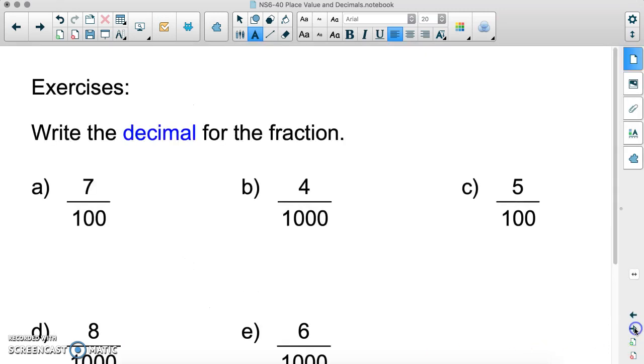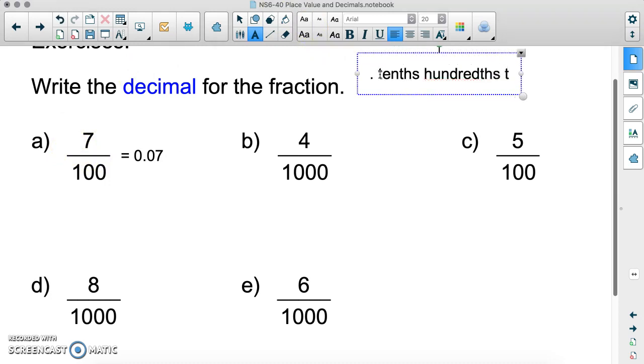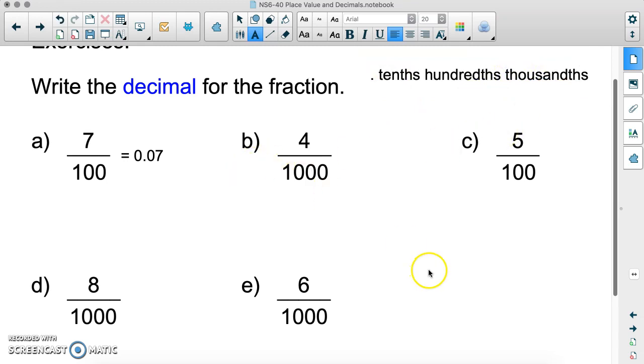So now I want you to complete these exercises on your whiteboard, writing the decimal for the fraction. Let's do A together before you get started. 7/100ths is equal to saying 0.07. The 7 has to go into the hundredths place value. Remembering that you have the decimal, then tenths, hundredths, thousandths as your place values. When you're done completing A to E on your whiteboards, you're going to resume your screencast.